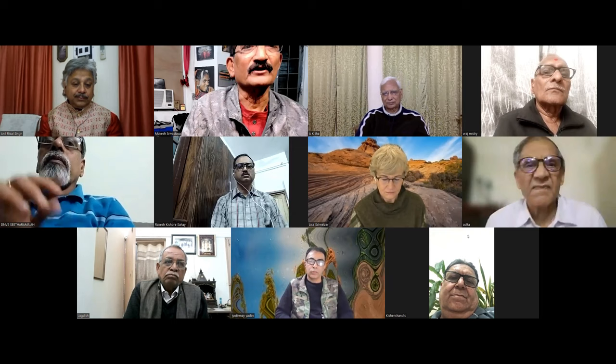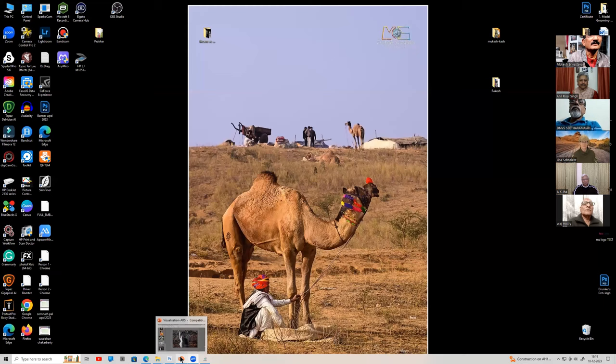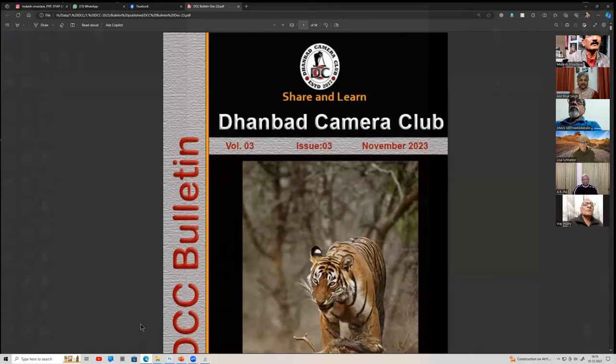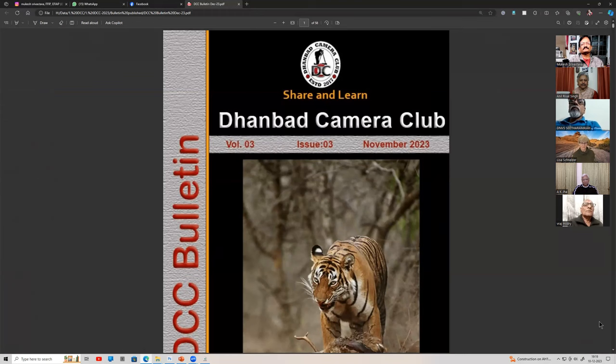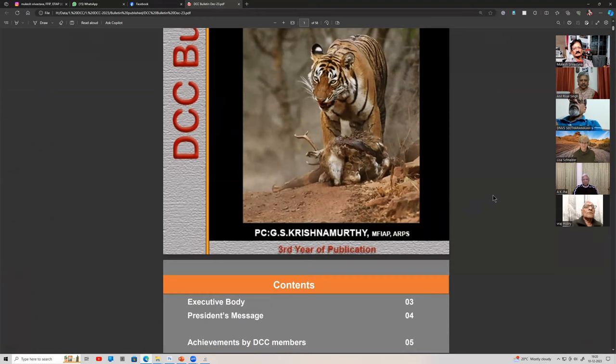I will quickly give a glimpse of our main bulletin. And let me share the bulletin. Is it visible, sir? Yes, it is visible. So, this is the Dhanbad Camera Club, volume 3, issue 3. Means almost we have reached the third year of our monthly bulletin publication. We started with 3 pages and today we have gone up to 58 pages. And the cover page is by G.S. Krishnamurti from Bangalore. And this is a part of his MPF portfolio.